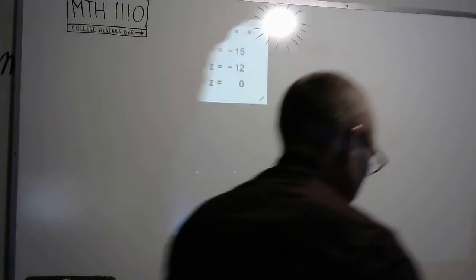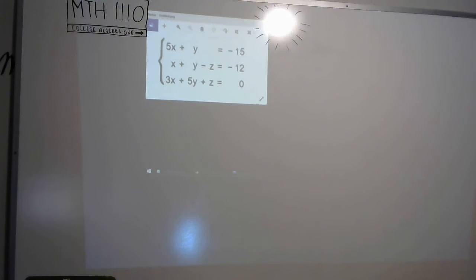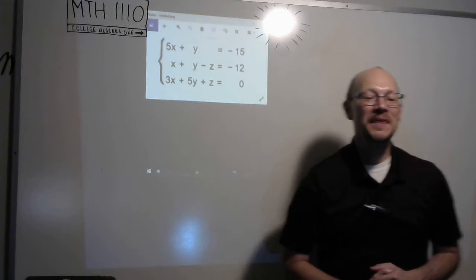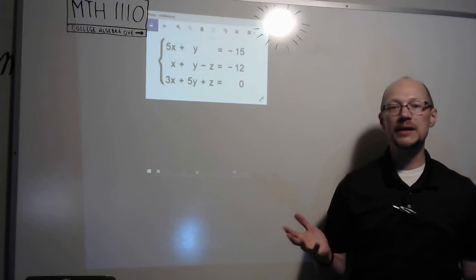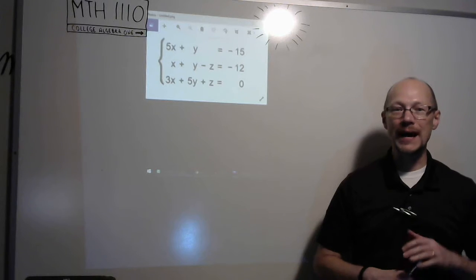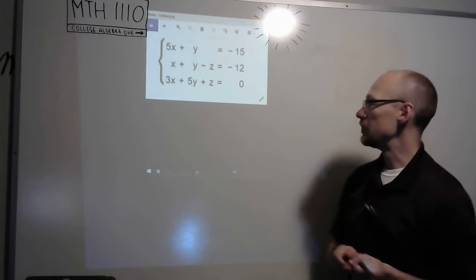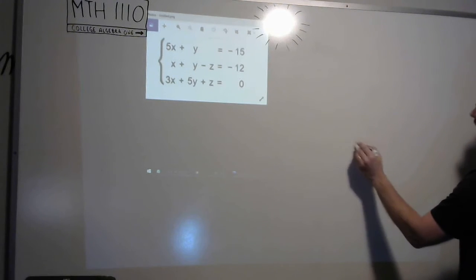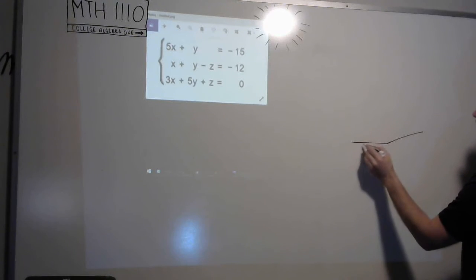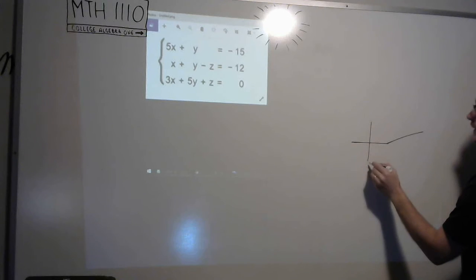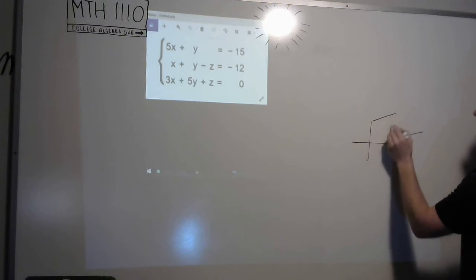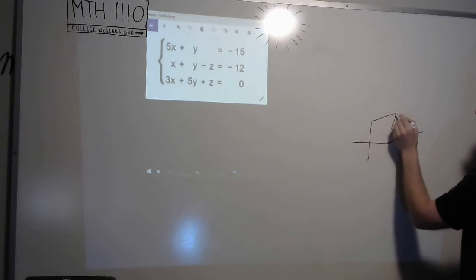All right, our last video for this chapter. We've got something we can't do in Desmos, unfortunately. This is a system of three variables, and a three-variable equation when graphed makes a plane. And if you have a plane that intersects another plane, which maybe intersects a third.